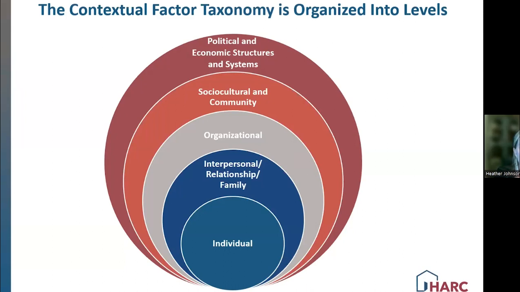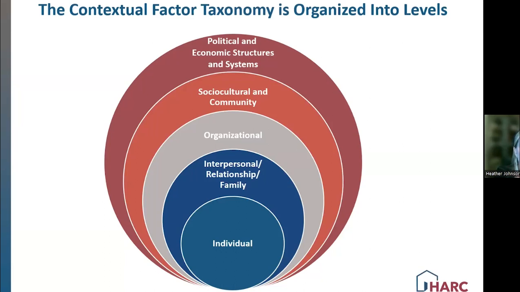Currently, the taxonomy is organized into 5 levels based on the socio-ecological model. There's an individual level, the interpersonal relationship family level, organizational level, sociocultural and community level, and political and economic structures and systems. However, we acknowledge there may be other ways of conceptualizing context. Context may be thought of as a concept without distinguishable levels. For example, some people may not consider their individual context as separate from their community context.